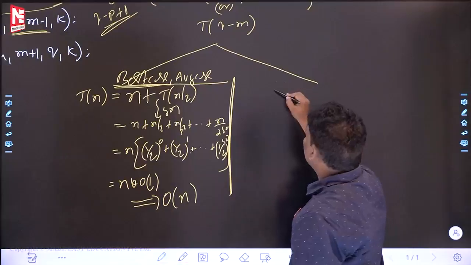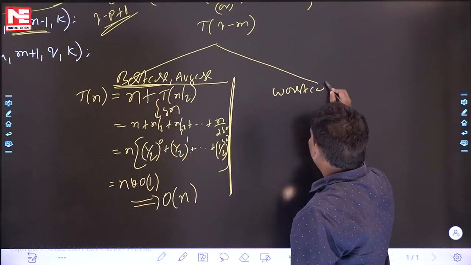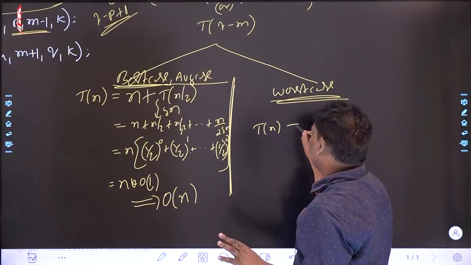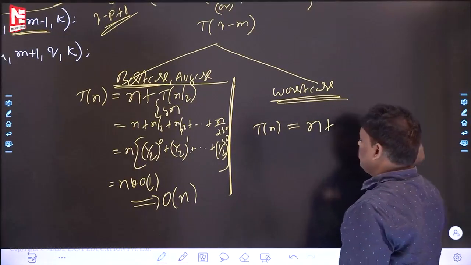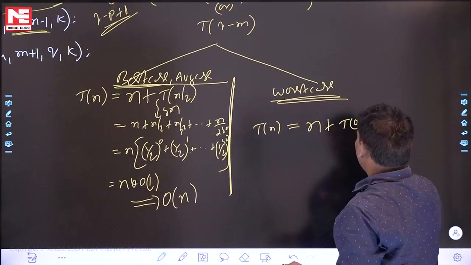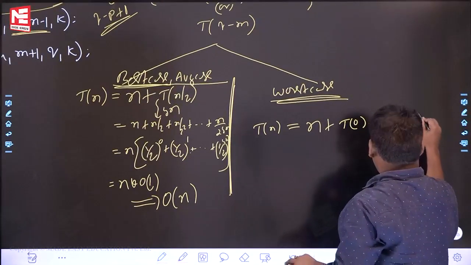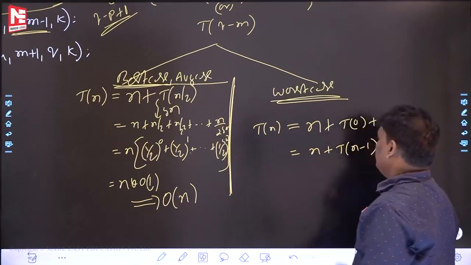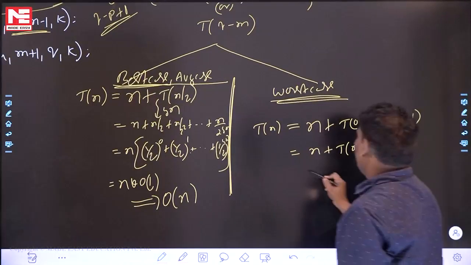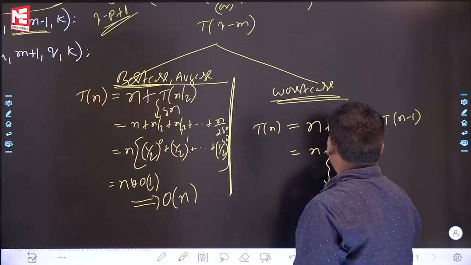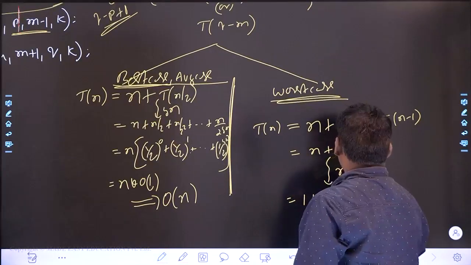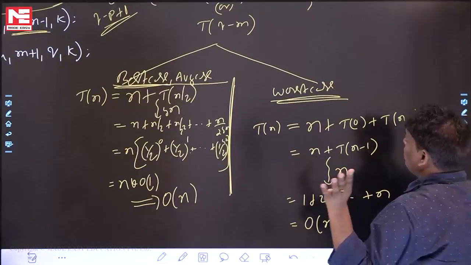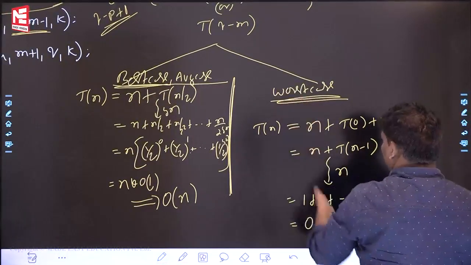If you are unlucky, assume that the worst partition will happen. Worst case, what is the answer? Worst case, T(n) for the selection procedure is n for partition, and because of your unlucky worst partition, T(0) and T(n-1). Let's simplify this: n plus T(n-1). If we solve this by substituting n times, what is the answer? 1 plus 2 plus and so on up to n, the sum of n natural numbers, big O of n squared.